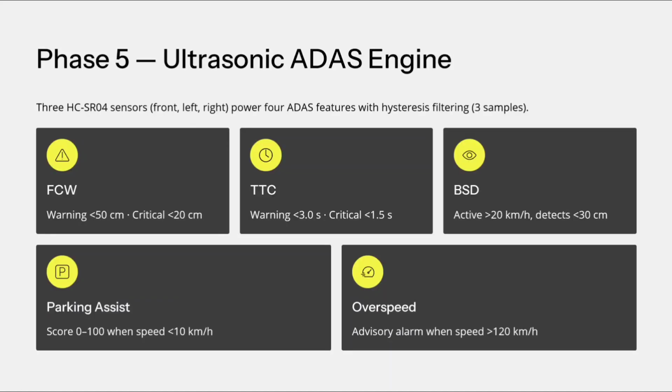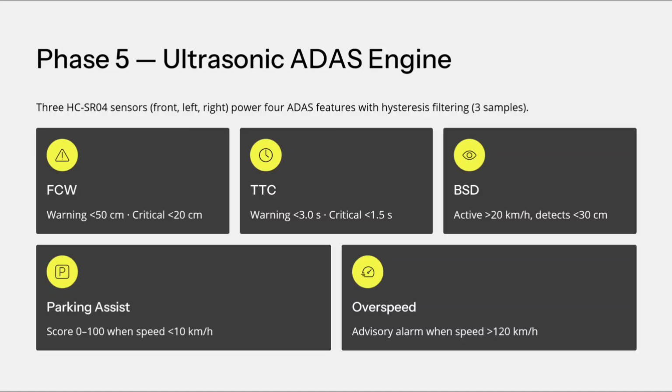On phase 5 we have the ultrasonic ADAS engine. FCW means front collision warning will be generated. We have alarms and warnings, right? These will be generated on these bases we presented in this PPT. These conditions are given in the code, which means a front collision warning will come when the distance between our vehicle and the front vehicle is less than 50 centimeters. Our Blue Pill microcontroller will treat it as critical when the distance is less than 20 centimeters, and then it will stop.